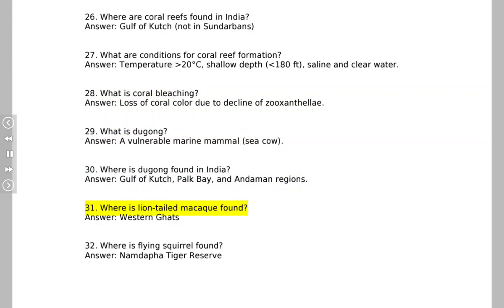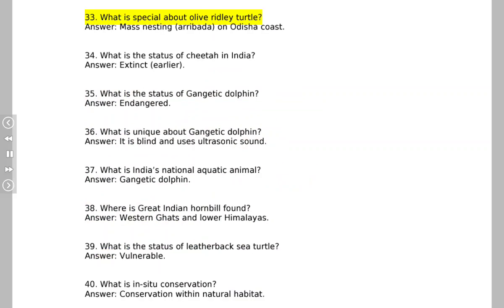31. Where is lion-tailed macaque found? Answer. Western Ghats. 32. Where is flying squirrel found? Answer. Namdapha Tiger Reserve. 33. What is special about olive ridley turtle? Answer. Mass nesting, Arribada, on Orissa coast.